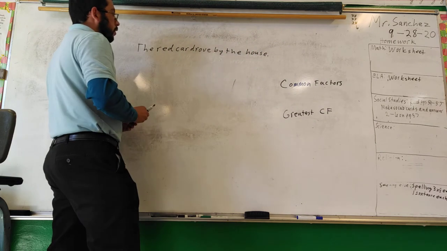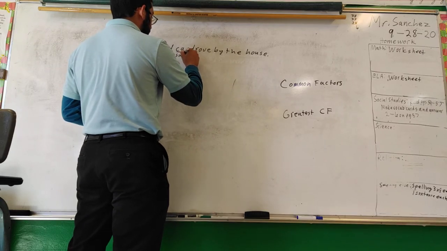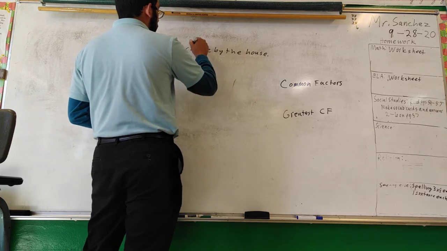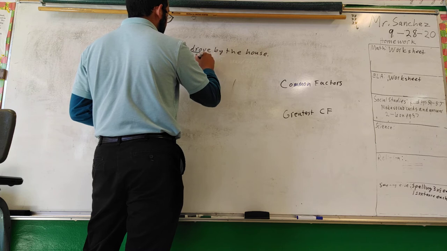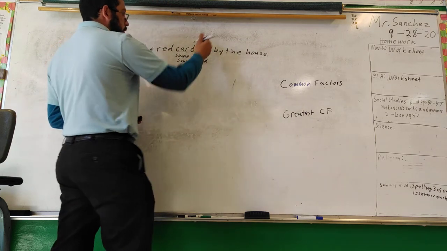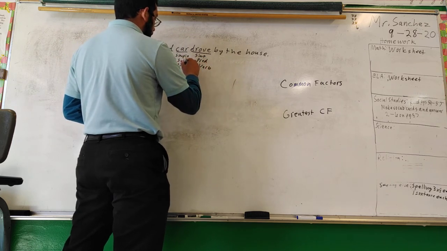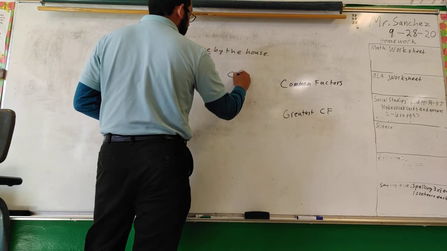Now, last week we learned that car here is the simple subject. We also learned that drove here is the simple predicate, which means it's the verb. So the drove is also the verb. Car is also the noun. Now, what we're trying to find this time around is the complete subject.